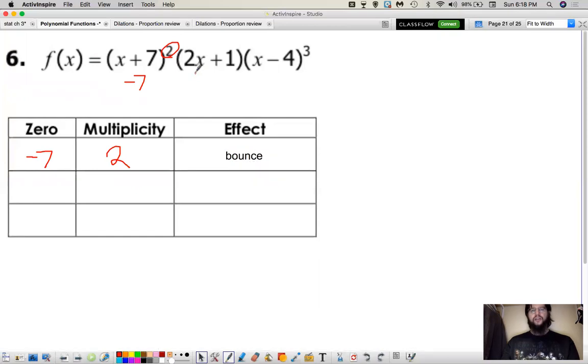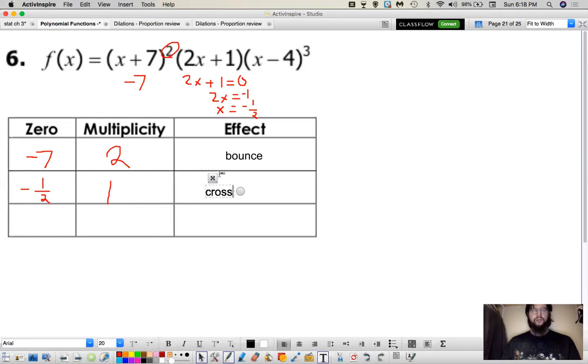All right, 2x plus 1. Now, this one's a little tricky for some of you. If you have to, write it out and solve it. Subtract 1 from both sides. And divide by 2. X is negative a half. So x is negative 1/2. That's my zero. I'm looking at it. There's an understood exponent of 1 there, so my multiplicity is 1. What's it going to do there? It's going to cross. Yeah, I spelled it right that time.